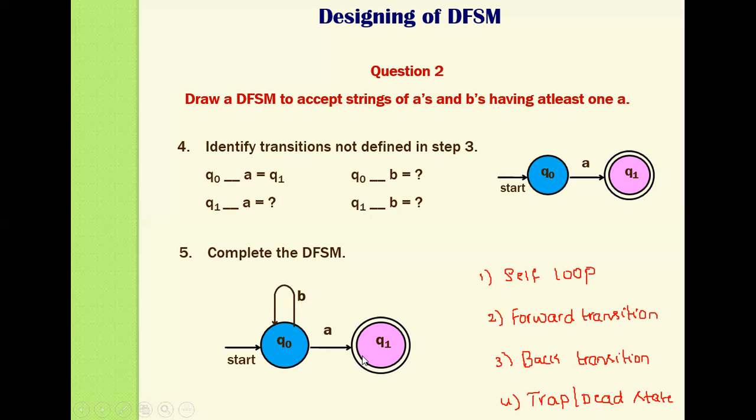After this, I need to check what is Q1 upon A and what is Q1 upon B. Let us try with a self loop. Can we have Q1 upon A as a self loop? Can we have zero or more A's? Very much possible. Similarly, can we have zero or more B's at the end? Very much possible. So we can have a self loop with A or B as the input. This is how we are completing the DFSM.